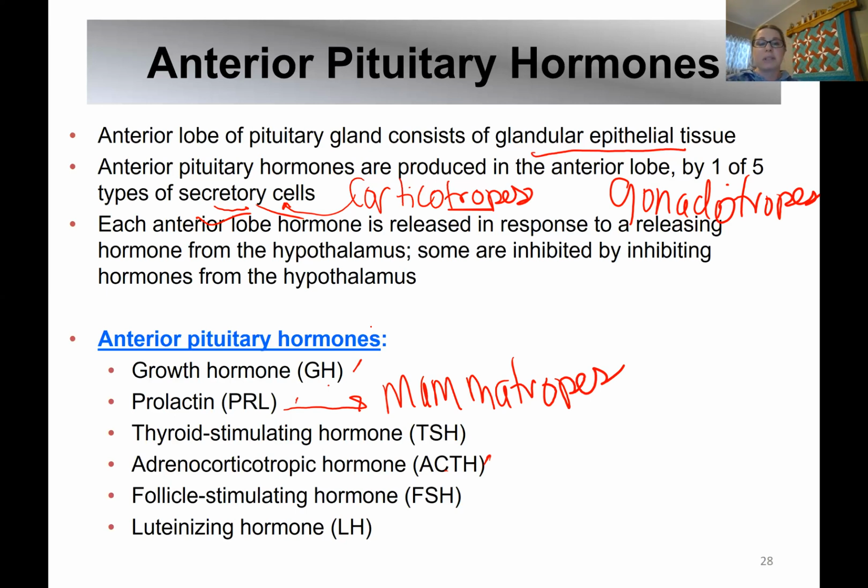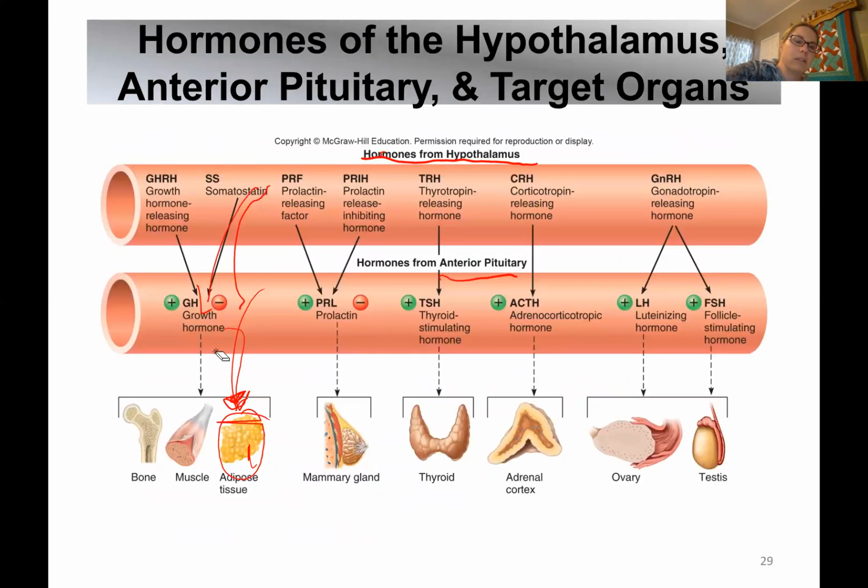Okay, so there are different types of cells in that anterior pituitary, and these are different target cells that hypothalamus hormones target. So if the hypothalamus hormone is targeting the corticotrope, it's going to release this hormone, and that hormone's then going to travel to the adrenal gland and cause cortisol to be produced. Okay, so we've looked at this a little bit earlier. So we're talking specifically about the anterior pituitary.